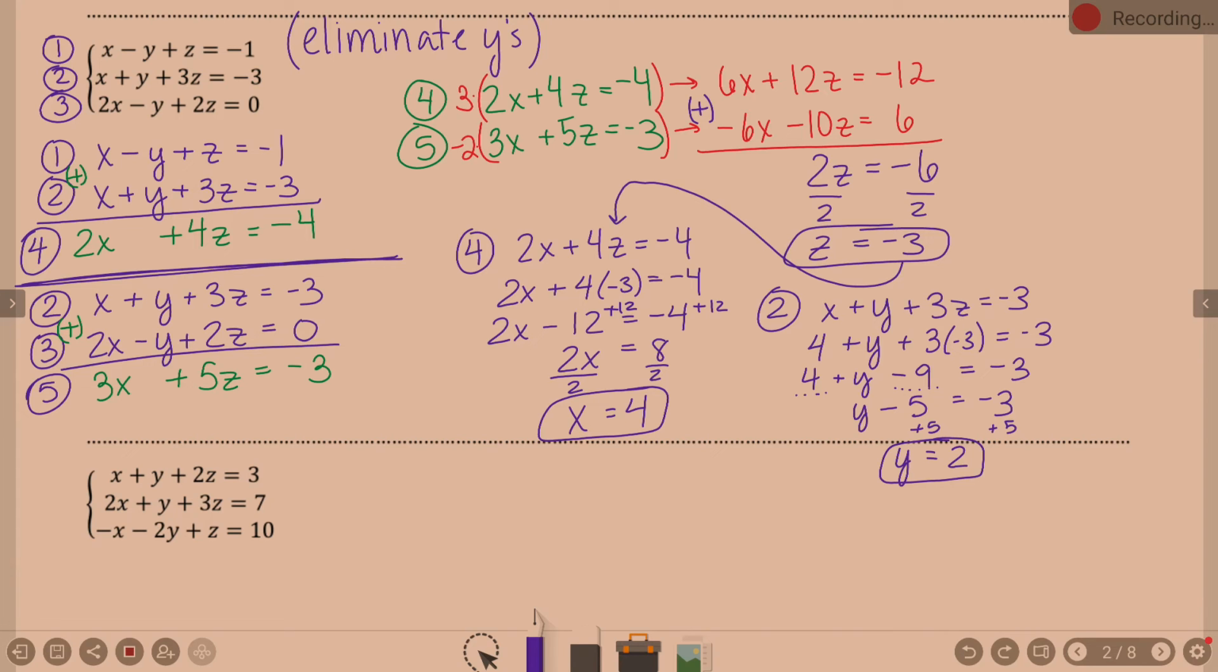We're not done yet. There's one tiny way we can say we're not done yet. How do we express our final answer? Put it in the triple. Ordered triple. 4, 2, -3.